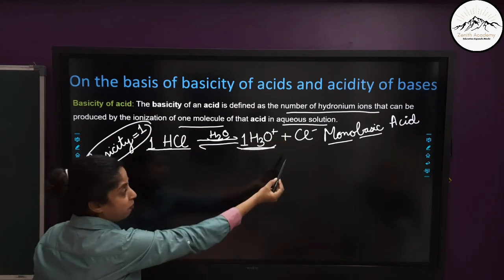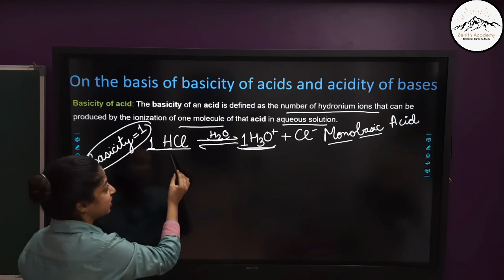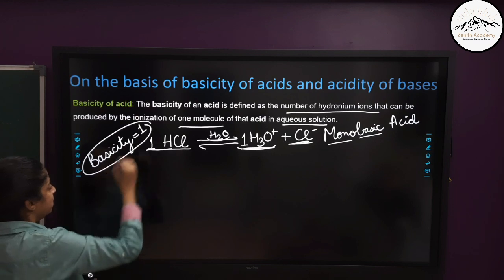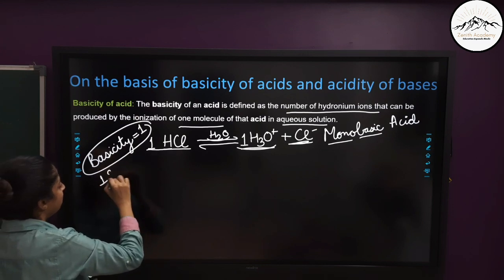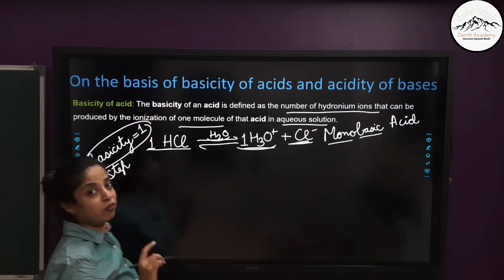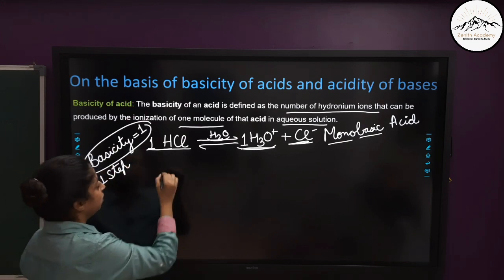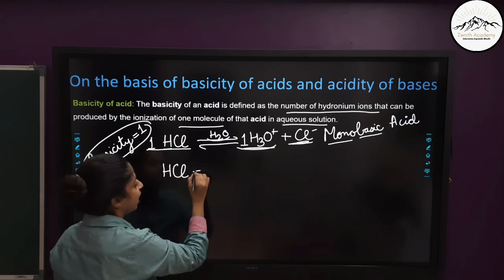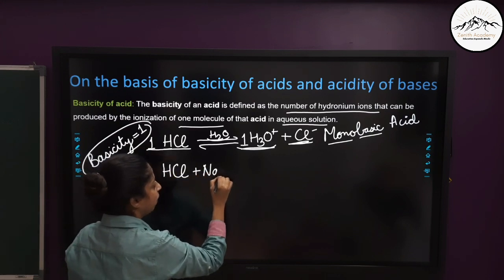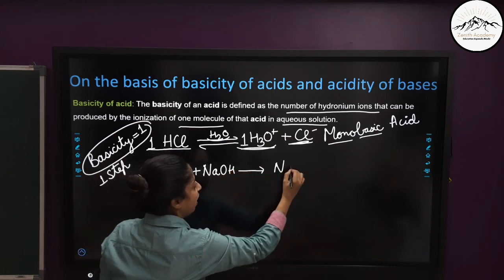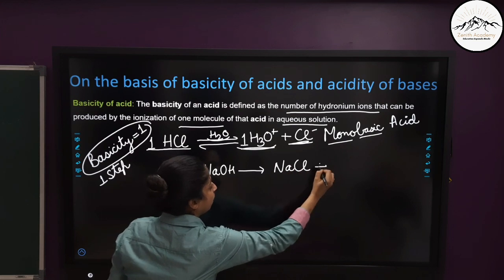Here this is a one-step reaction. In one step HCl gave all the hydronium ions. So basicity is 1. It is a one-step reaction. And which type of salts will it form? It will form only one type of salt, that is normal salt. What do you mean by normal salt? See, HCl will react with any base to give salt and water. So it will give NaCl and water.